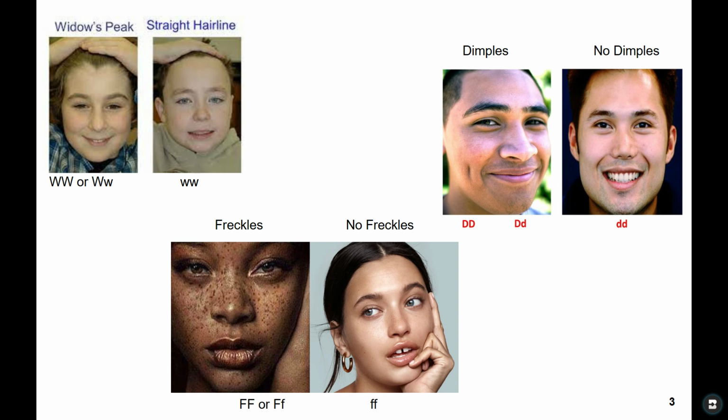Whereas the boy on the right, who's pulling back his hair, has a straight hairline, which is the recessive condition. He must have two recessive alleles in order for that trait to show up. And so he has two little w's.